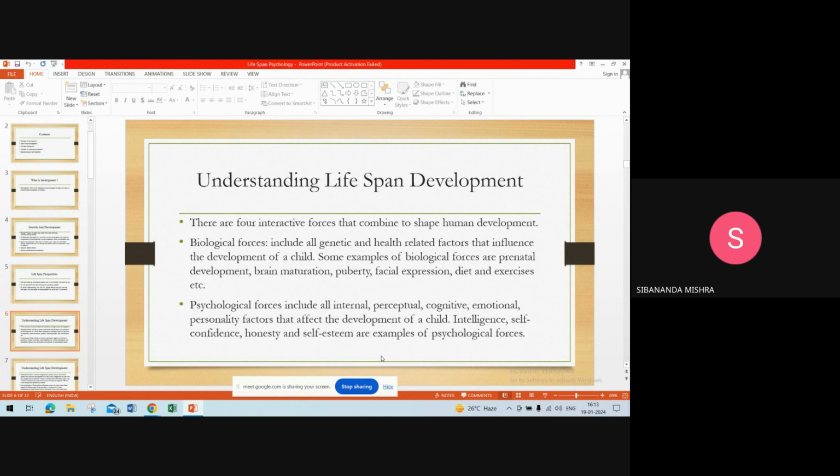Anybody understand what is puberty? Maturation, sir. Yes. The transition from childhood to adolescence. Yes. Very good. So these are the biological forces.